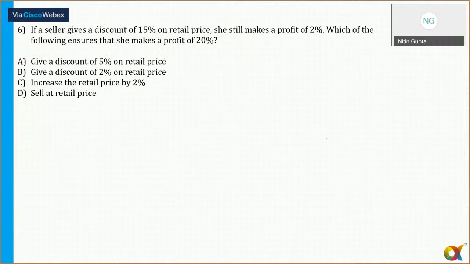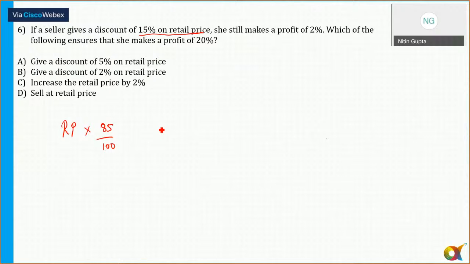Okay, 6th, again, a very easy one. It says a seller gives a discount of 15% on the retail price. So let's say retail price and 15% discount, so the multiplying factor is what? 0.85, yes or no? So I can say it's 85 by 100. C still makes a profit of 2%.